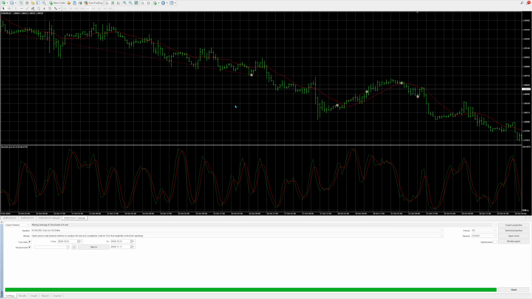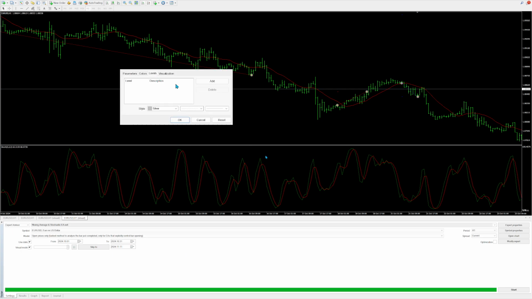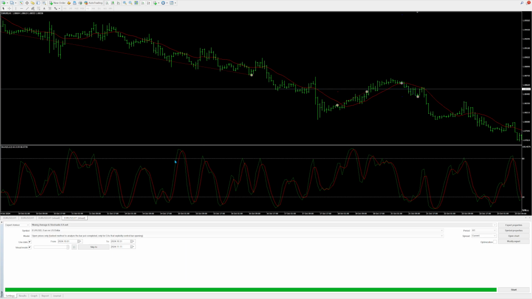So here we have our chart. This is the stochastic indicator. If we just add the levels 20 and 80. So the stochastic extreme setting would be a sell trade when this stochastic is above the 80 level, or in the overbought zone, and a buy trade when the stochastic is below 20, in the oversold zone.